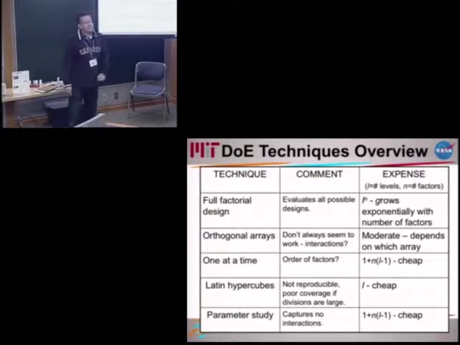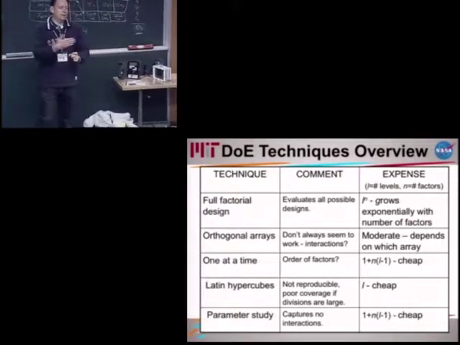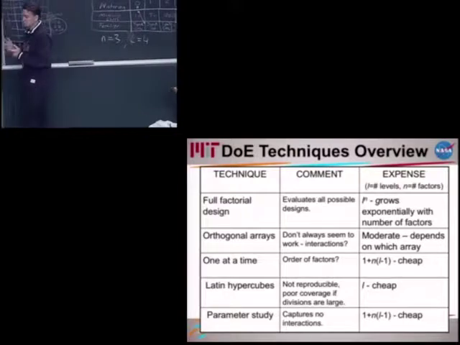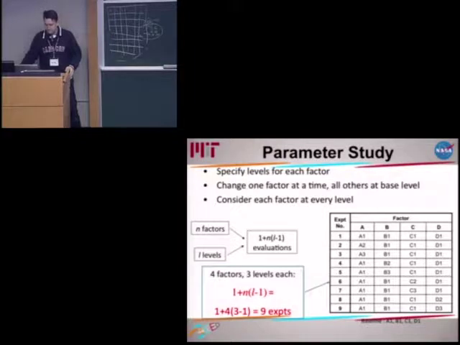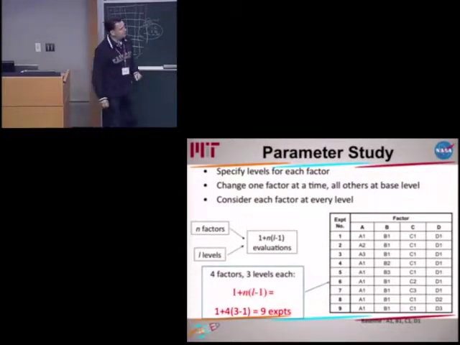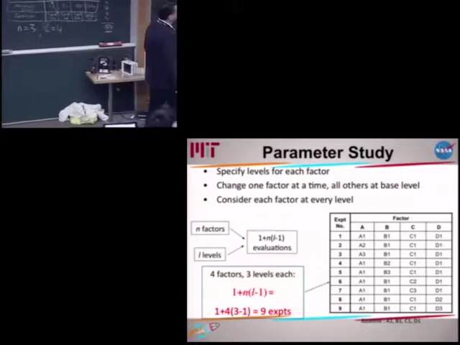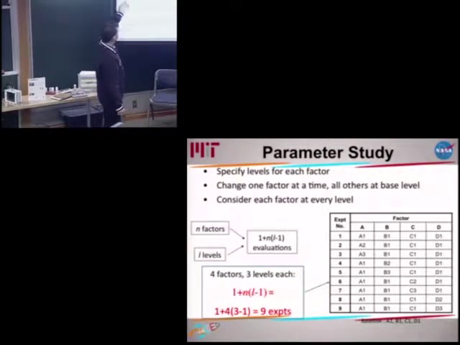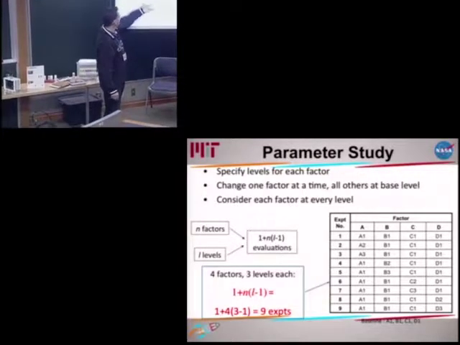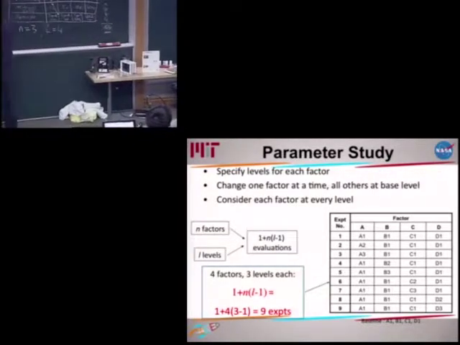And then parameter study is where you have a baseline design, and then you probe each of the factors in one direction, but you don't typically look at interactions. And that's also not as expensive. So let me talk briefly about the parameter study. So you basically set up your experiment here. This is an example with 4 factors and 3 levels. So we need 1 plus n times L minus 1. We need 9 experiments.